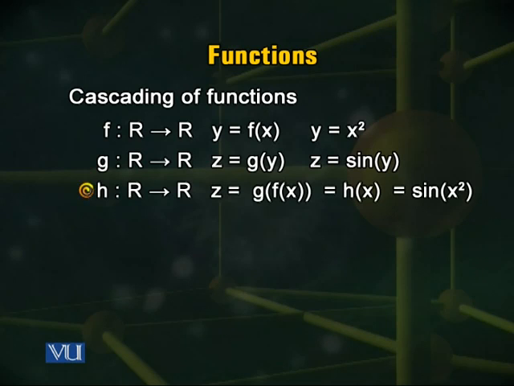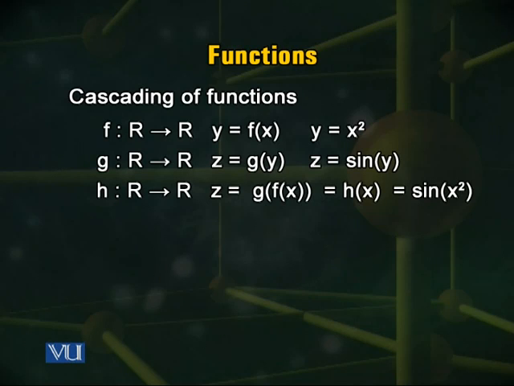Then a third function can be defined which takes a number from the first set, squares it, and finds its sine. So this combined cascaded function will be z is equal to sine of x square. If the first function was y is equal to x square and the second function was z is equal to sine y, then the third function is z is equal to sine of x square. It takes x, squares it, then takes sine and gives you a number which is in the interval minus 1 to 1.